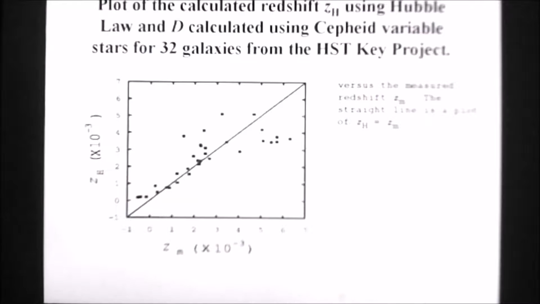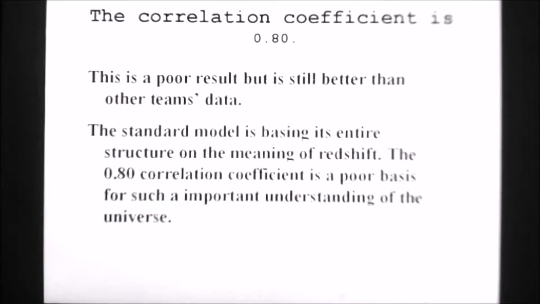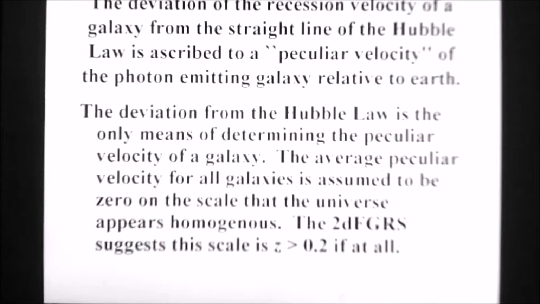If we plot the redshift calculated using the Hubble Law and the distance calculated using Cepheid variable stars for 32 galaxies in the HST Key project, where Zm here is the measured value, the correlation coefficient for this is about 0.80. This is a poor result, but is still better than other teams' data. The standard model is basing its entire structure on the meaning of redshift. The 0.80 correlation coefficient is a poor basis for such an important understanding of the universe.